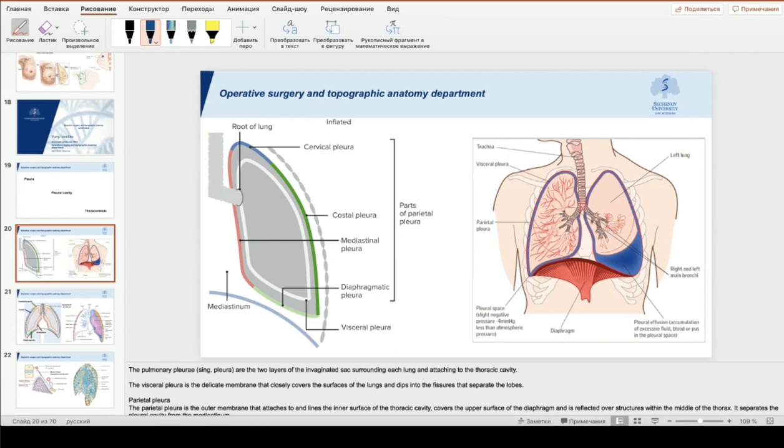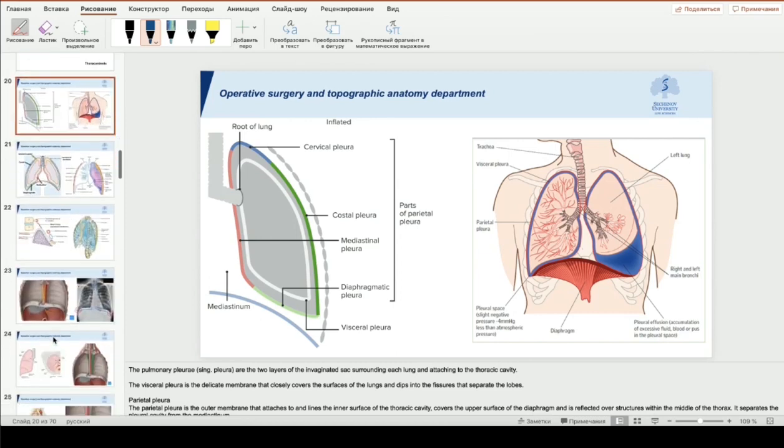So that part of the lung which is very close to the mediastinum, you can find the proper title as mediastinal pleura. The root of the lung is covered by the cervical pleura. The surface of the lung between ribs and tissue of the lung is costal pleura, and so on. And the idea of the pleural cavity is like compensation of the pressure inside the thorax and inside the lungs. It helps us to breathe during inspiration and expiration.